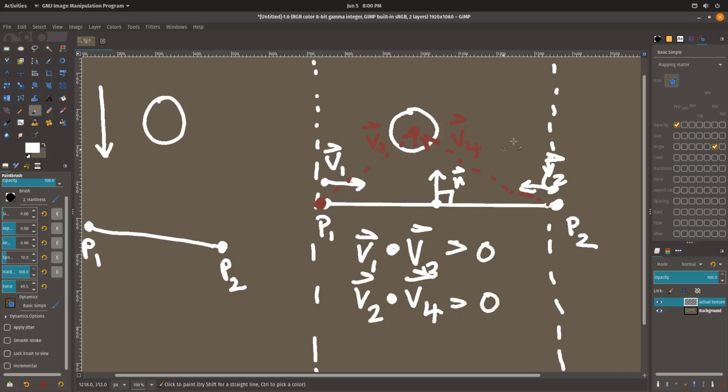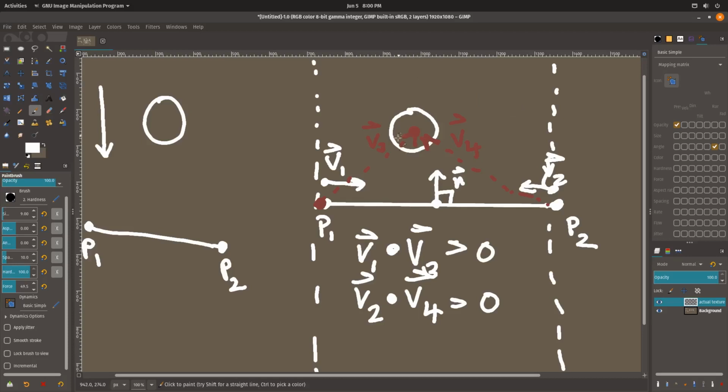By the same logic, if the angle between these two vectors, v2 and v4, is between negative 90 and 90 degrees, then we know that it's in front of this plane here, right? So that's the first two tests for our collision detection. But the problem is the circle could be over here, over here. These are obviously not colliding, right?